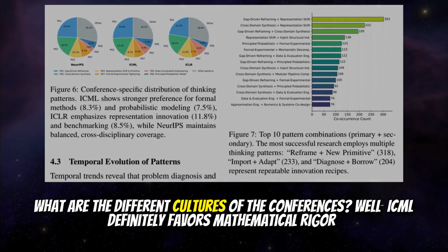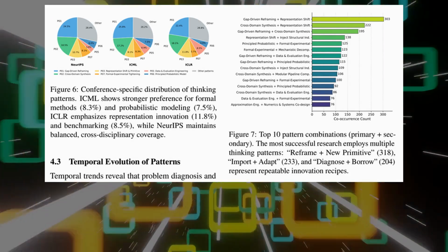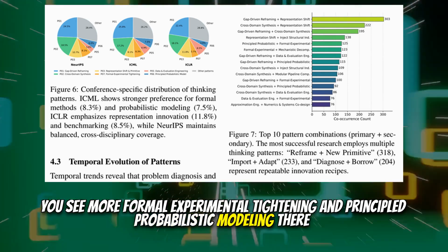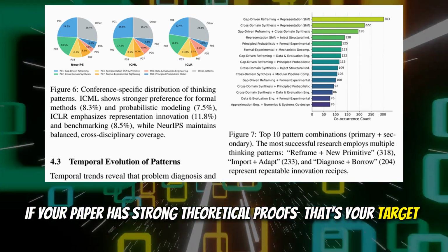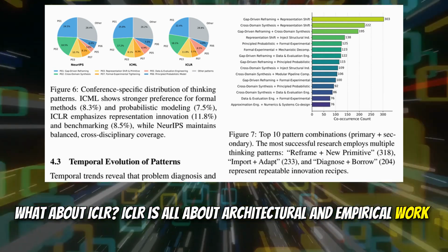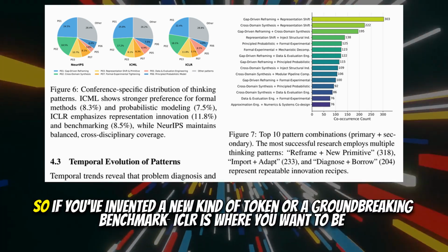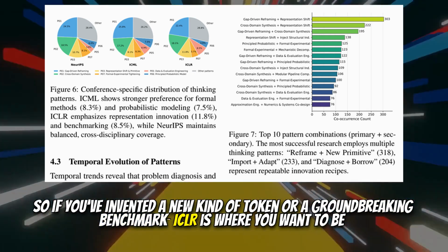What are the different cultures of the conferences? Well, ICML definitely favors mathematical rigor. You see more formal experimental tightening and principled probabilistic modeling there. If your paper has strong theoretical proofs, that's your target. What about ICLR? ICLR is all about architectural and empirical work. It loves representation shift and data and evaluation engineering. So if you've invented a new kind of token or a groundbreaking benchmark, ICLR is where you want to be.